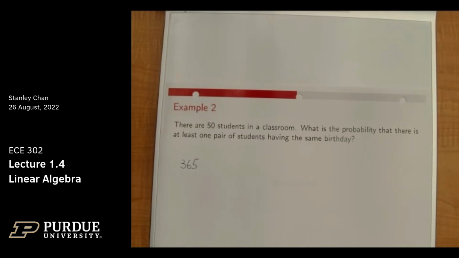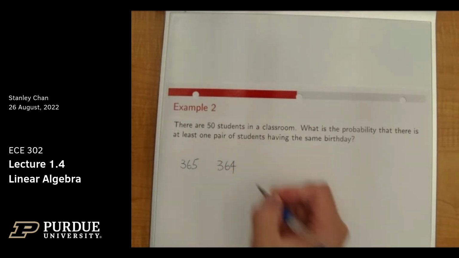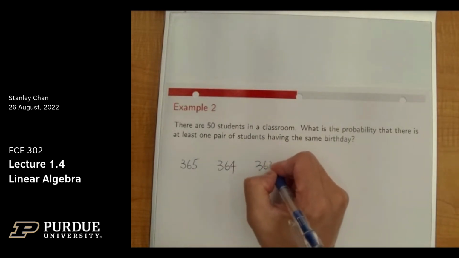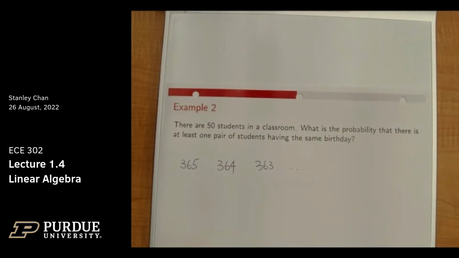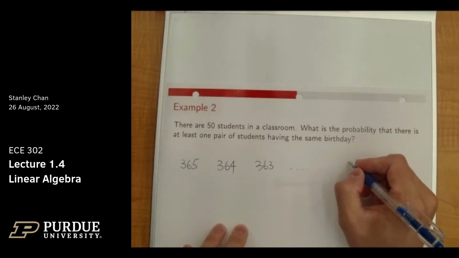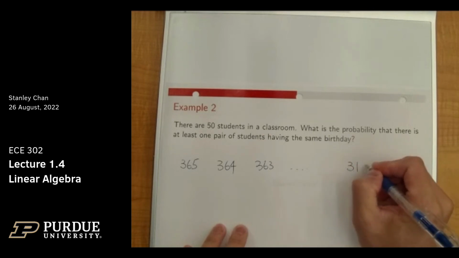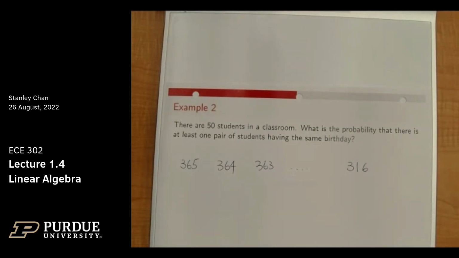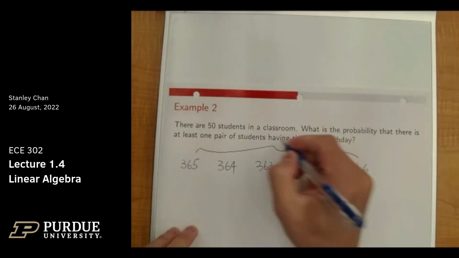Now, the second person comes in. If you don't want to have the same birthday, how many options would that person have? One less, so 364. The third person will have 363. And then you do this 50 times, rolling through all 50 students. So the last one would be 316, and you count them, that gives you 50 students.